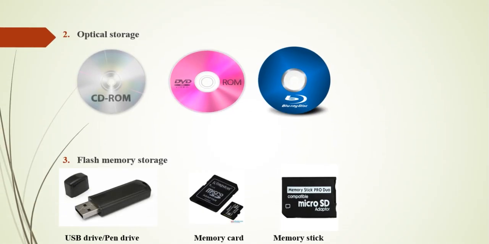Optical storage. Such devices use lasers and lights to detect and store data. They are cheaper in comparison to USB drives and can store more data. Some examples of optical storage are CD-ROM, DVD-ROM, and Blu-ray disc.